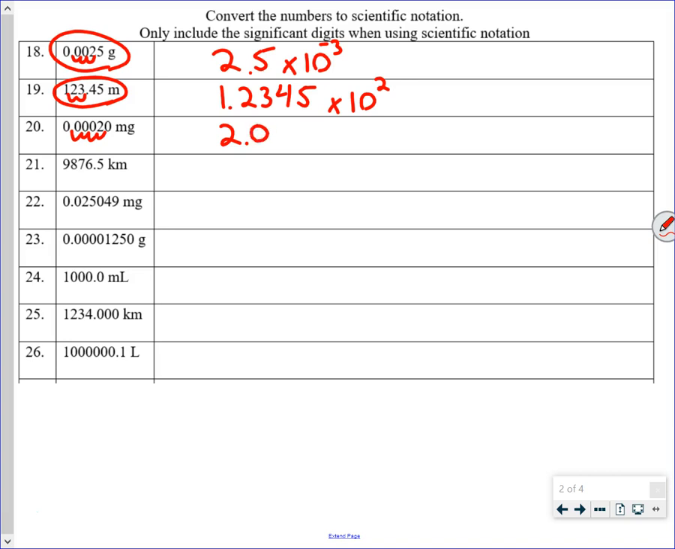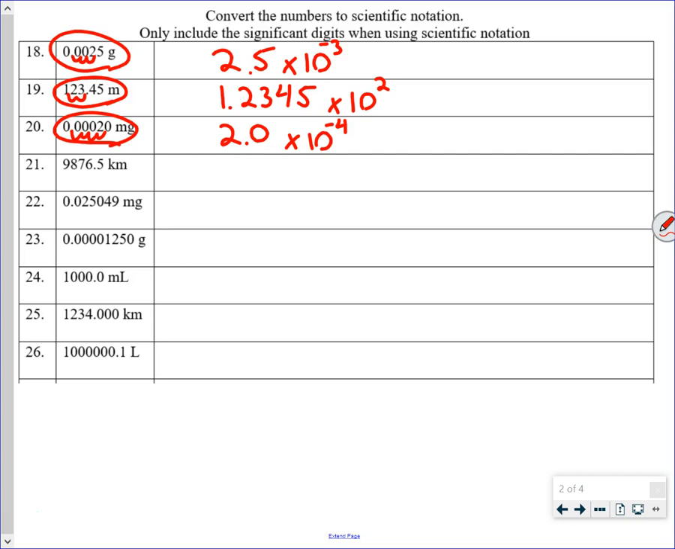So I have 2.0 times 10 raised up to the power of how far I moved it, in this case 4 spaces. And then I can decide whether this is positive or negative. Because my original number was less than 1, it's a negative exponent. I'm going to go a little quicker on these next ones.